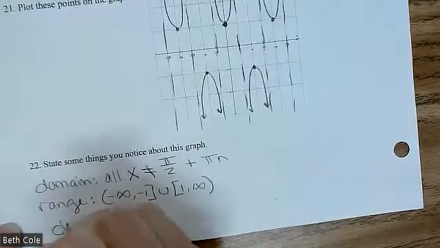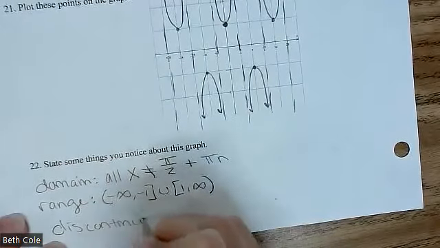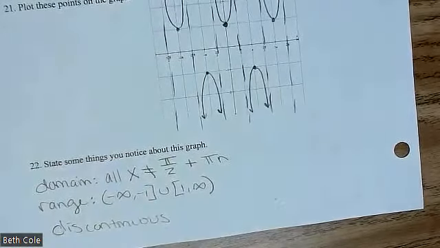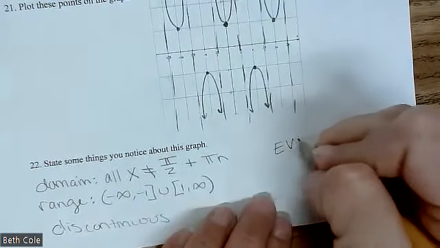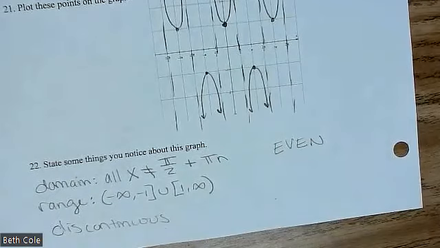All right, it is very discontinuous. And it is an even function. Cosine was even, so secant is also going to be even. They go together.